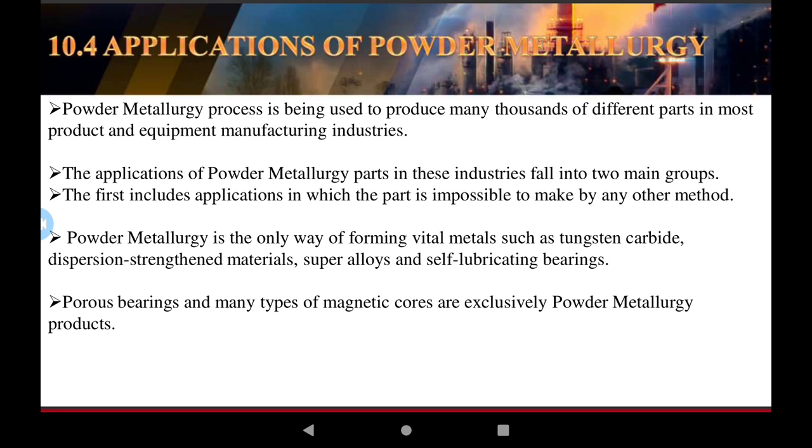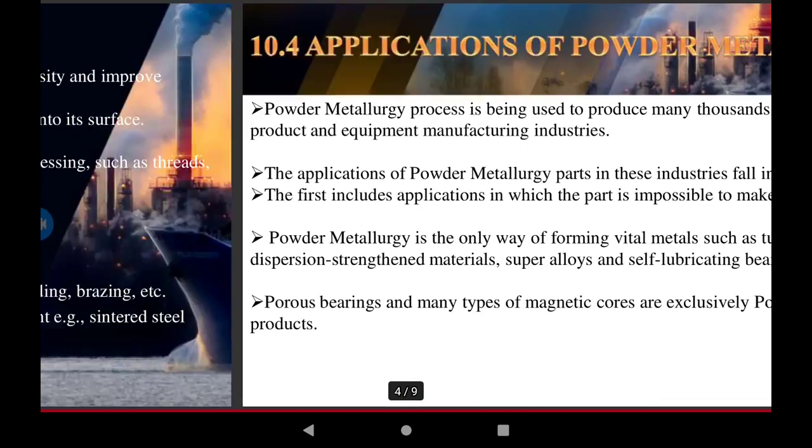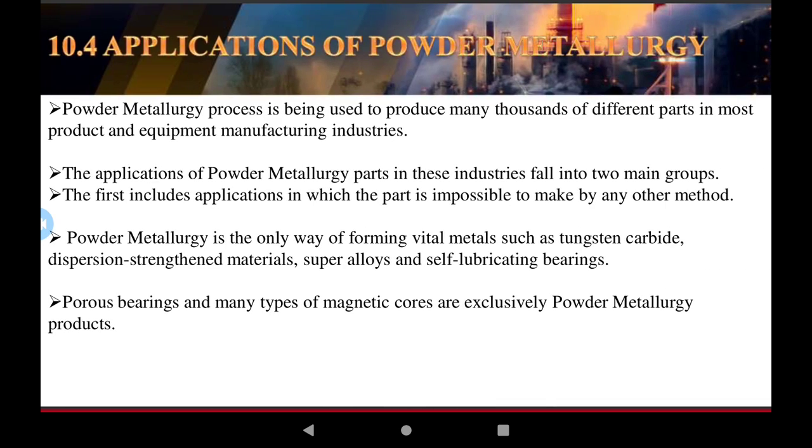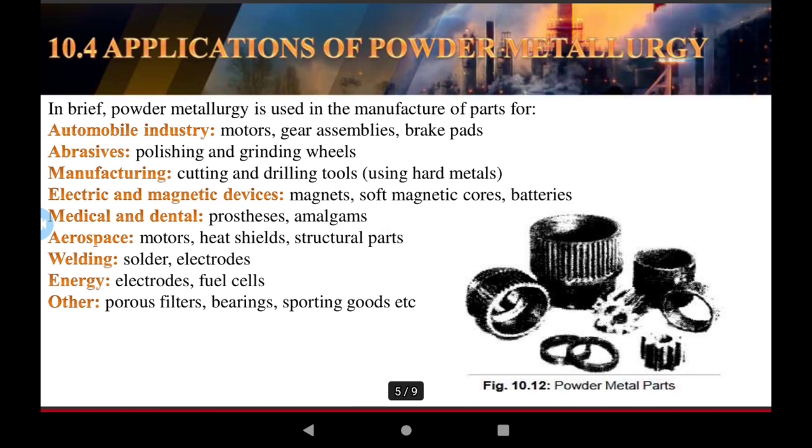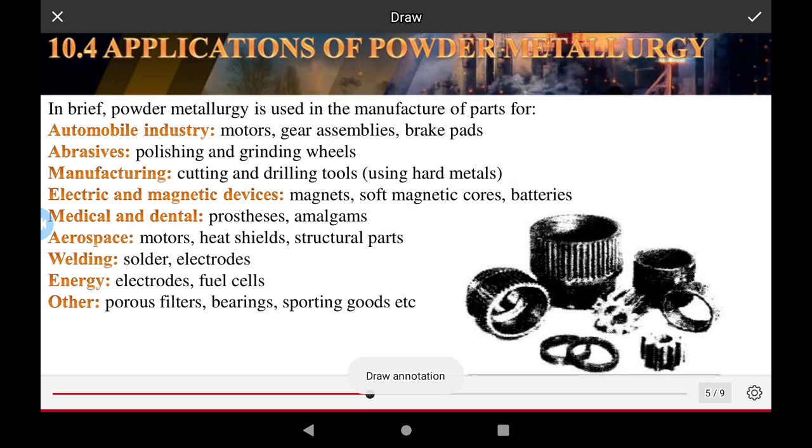The porous bearing is one type, along with magnetic cores and the main accessories. The powder metallurgy product is very sufficient and very strong. The application continues: powder metallurgy is used in the manufacturing and production of many components as required.